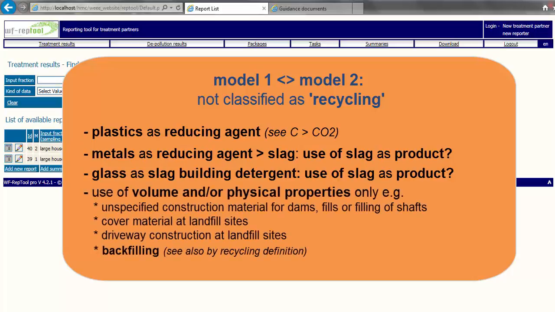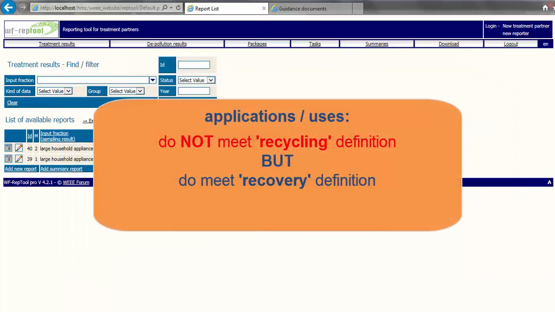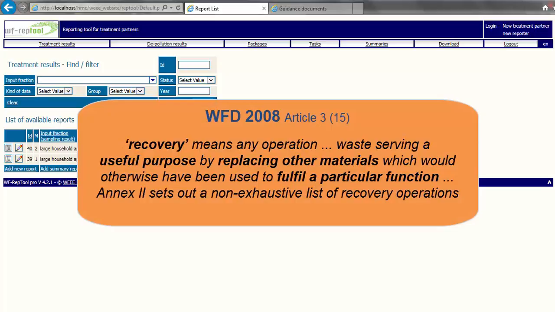The use of only the volume and or the physical properties of the waste fractions, like an unspecific construction material for dams, fills and filling of shafts, as cover material at landfill sites, or for driveway construction at landfill sites, is out of the recycling definition, as it is backfilling, e.g. in salt mines, by the recycling definition. These applications do not meet the recycling definition, but they do meet the recovery definition as waste fractions, as they are being used for a useful purpose and do fulfill a particular function.